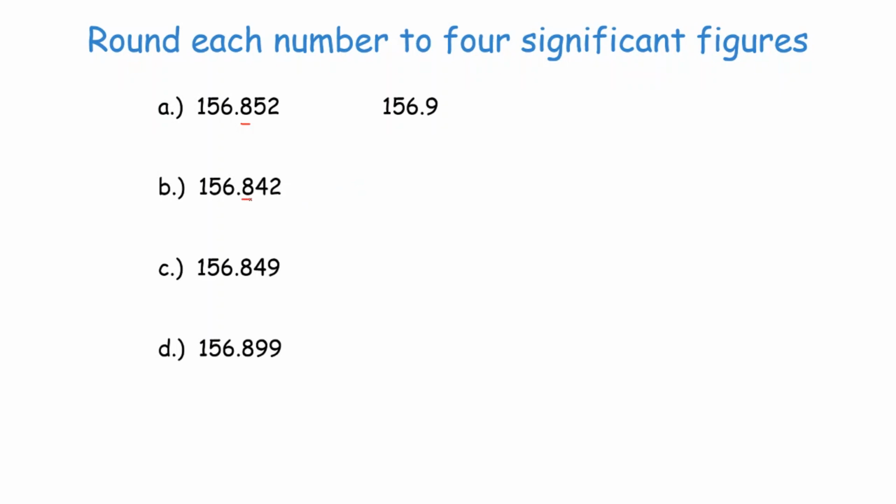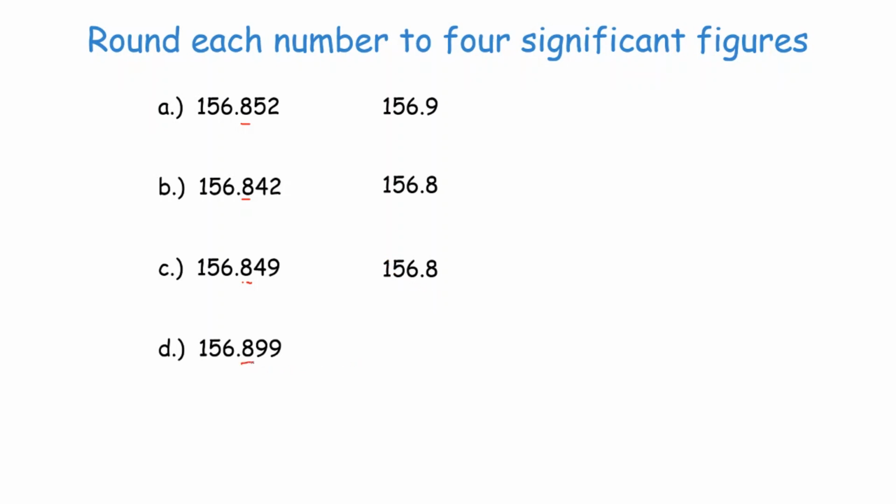Here, for B, the same thing. Underline the last digit. Look at the digit just right after that, adjacent to that. So 4, that's less than 5. We just simply drop 4 and all other digits after that. So we should just have 156.8. Here, the same thing. The next digit is 4, less than 5. Doesn't matter whether you have 9 after that. Really doesn't matter. You just drop it. And then 156.8.